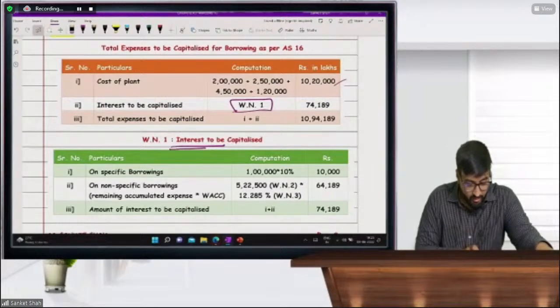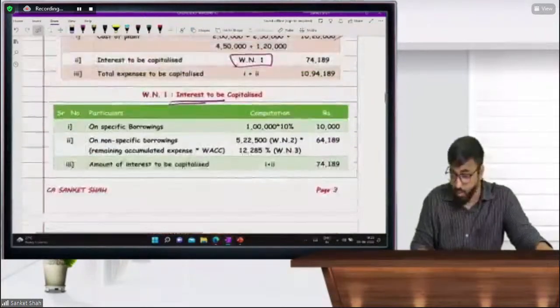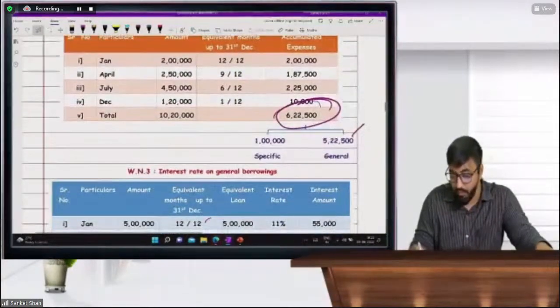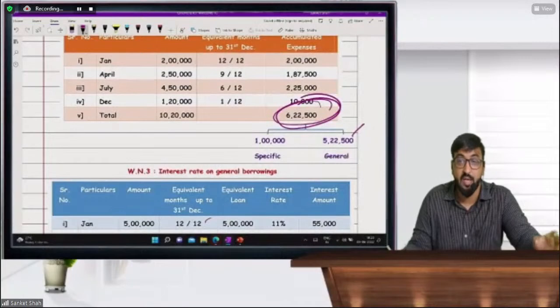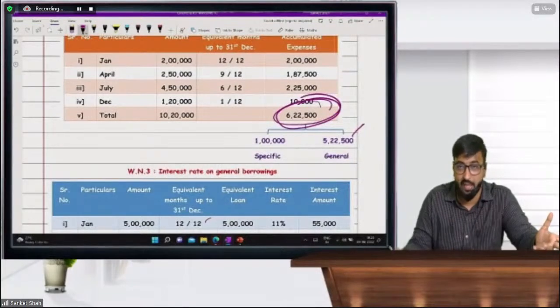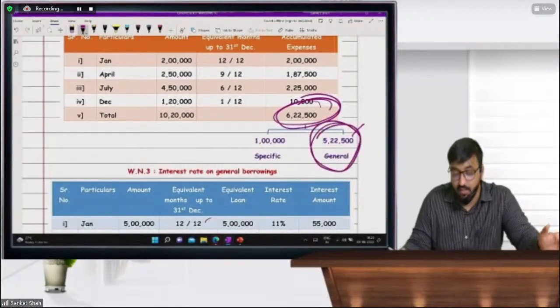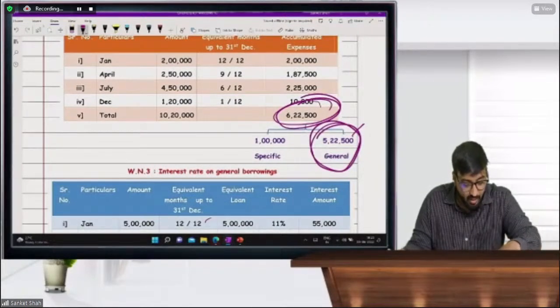Sir, why average accumulated expenses bifurcated into simple and general? Yes, beta, but obvious. Out of this 622,500, we paid 622,500 expenditure. Out of that 1 lakh is a specific borrowing, so 1 lakh तो बचेगा. So बाकी का हमारा जनरल बोरिंग में से हमने लाया ना पैसा, कहां से लाया हमने, जनरल बोरिंग में से लाया.